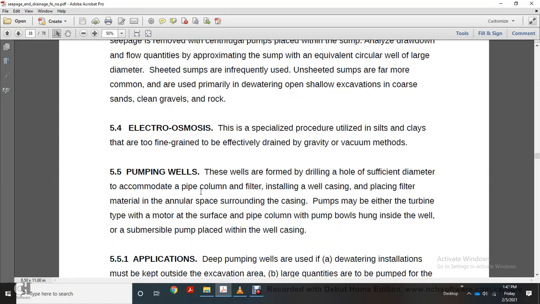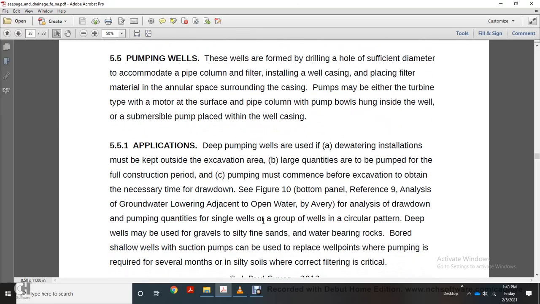Pumping wells. The wells are formed by drilling a hole of sufficient diameter to accommodate a pump column with a filter, installing the well casing, and placing the filter material in the angular space surrounding the casing. Pumps will either be the turbine type with the motor, with a pipe column, or a submersible pump placed within the well casing.